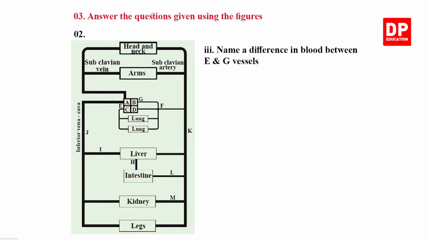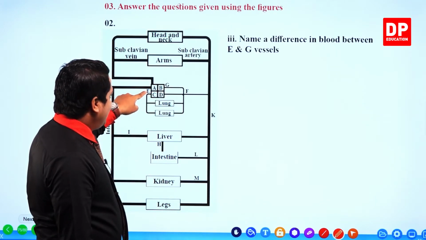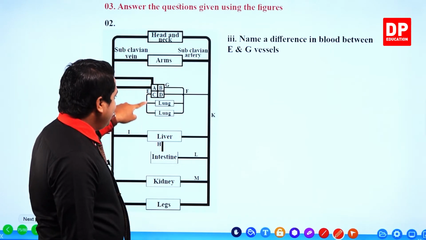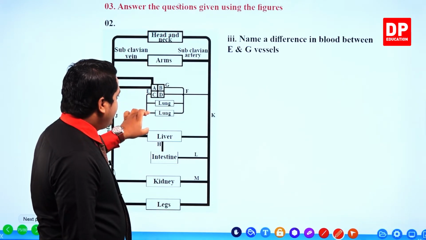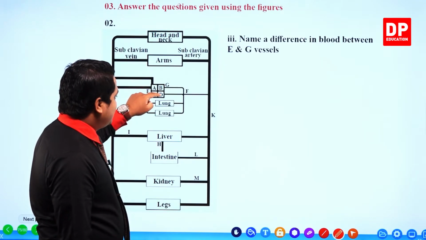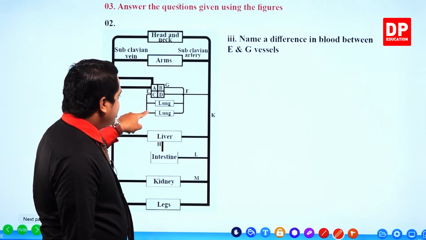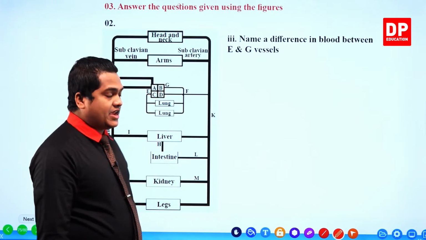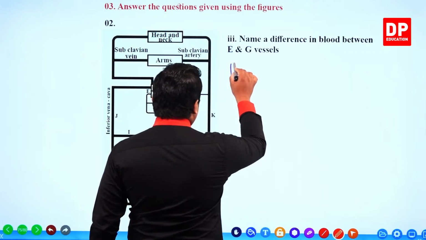Name a difference in blood between E and G vessels. This is E, this is G. E is the pulmonary artery. G is the pulmonary vein. So in E we can observe deoxygenated blood, but however in G we can observe oxygenated blood. So we can write down our answer.